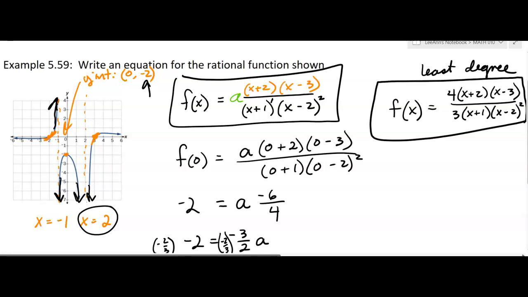Now, you could multiply those binomials out to get polynomials in standard form for both the numerator and the denominator. I wouldn't bother doing that, but you could do that. Okay, so looks pretty good.